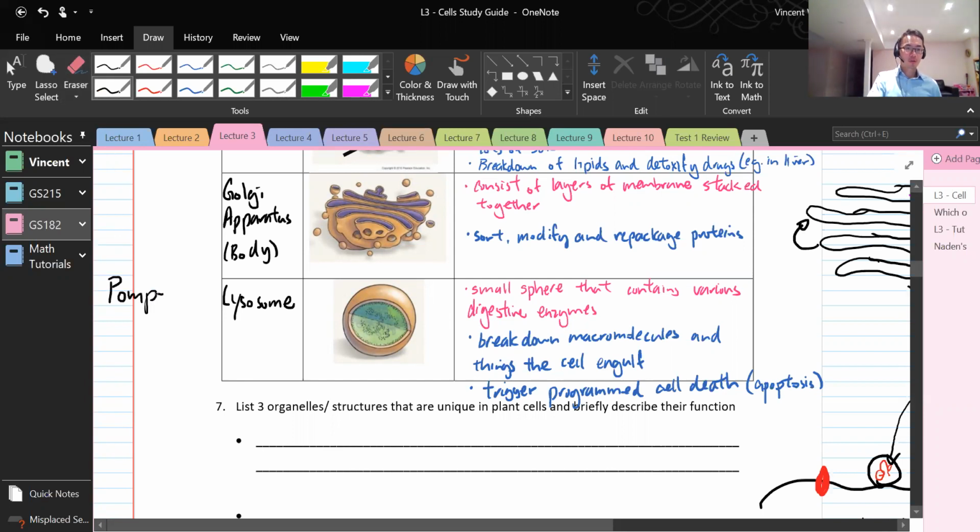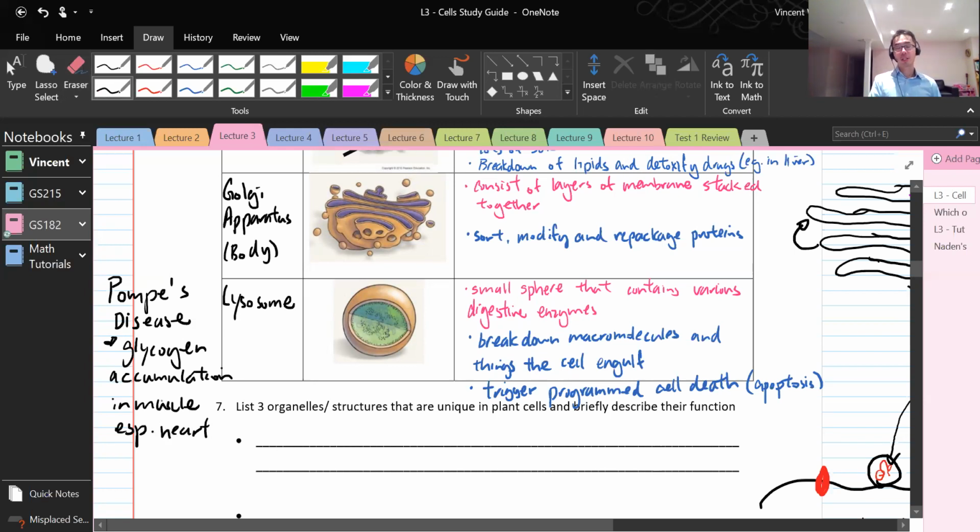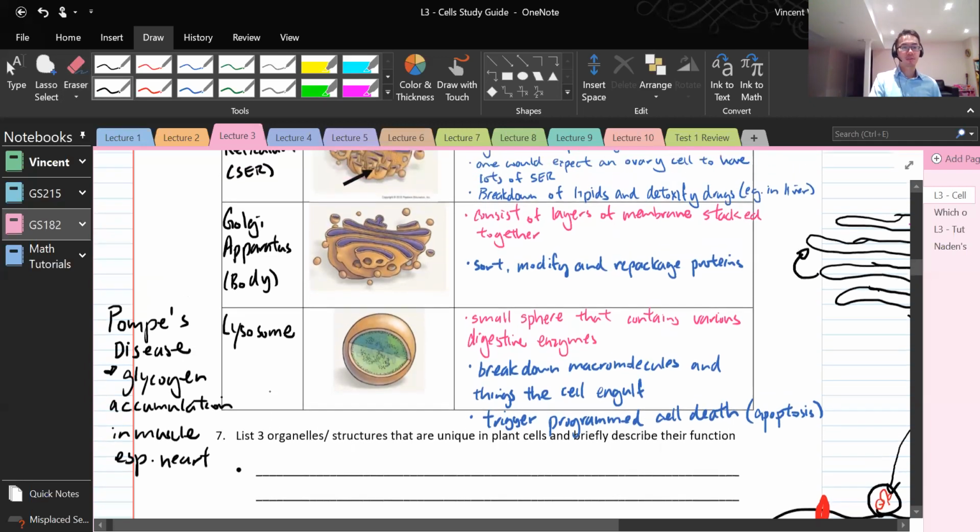For those of you who don't remember, Pompe's disease is because one of the enzymes needed to break down glycogen is missing. So you have glycogen accumulation in muscle, especially the heart, and that kind of accumulation could be toxic to the cell, interfere with the function, and lead to a bunch of problems.